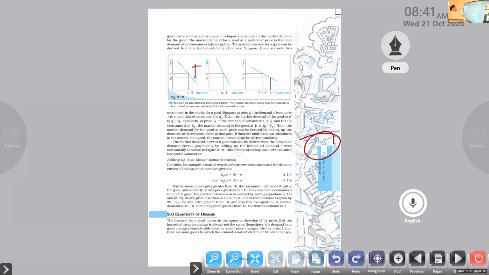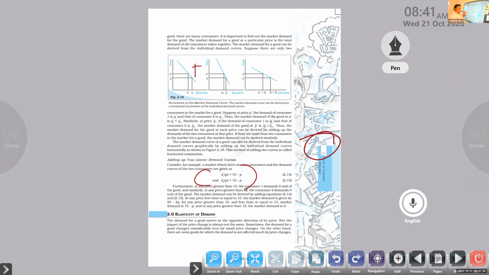So consumer 1 plus consumer 2 plus 3 plus 4, like that, all together we can say is the market demand of a particular product. Just to understand that. We will discuss the linear equations later. Just keep that in your mind. Market demand in the sense is the entire demand for a particular product in the market.